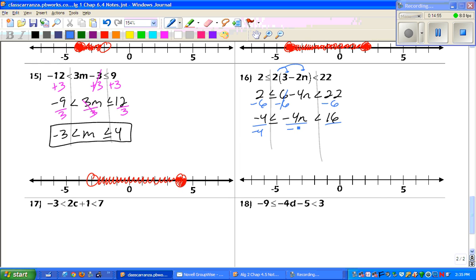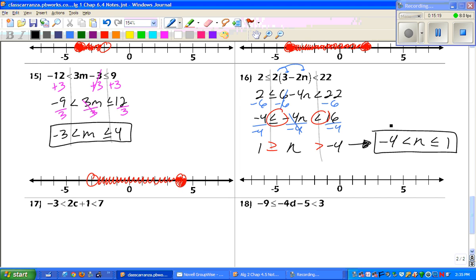To get the n by itself, we have to divide everything by a negative 4, which means we have to change those signs right away. We get 1, n, and -4. That's not in proper order. So -4 less than n, less than or equal to 1. And then from there, we graph. So we're open at -4, we are closed at 1, and then we shade everything in the middle.